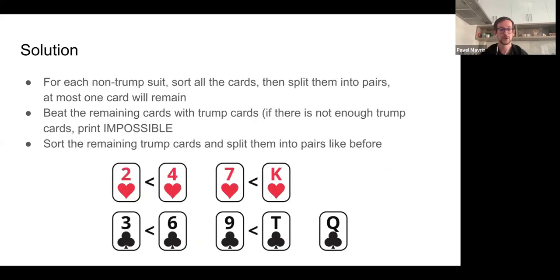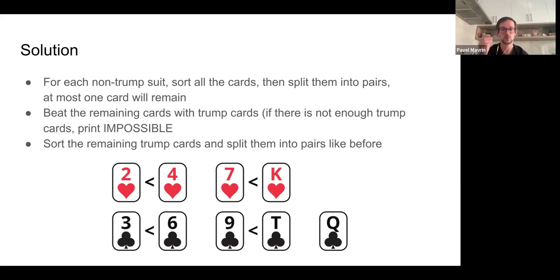So how do we do it? Let's do it like this. Let's sort all the cards of every suit. If I take every suit, sort all the cards by rank, then in this order we can split them into pairs. Since they have the same suit, one card will beat the other card.